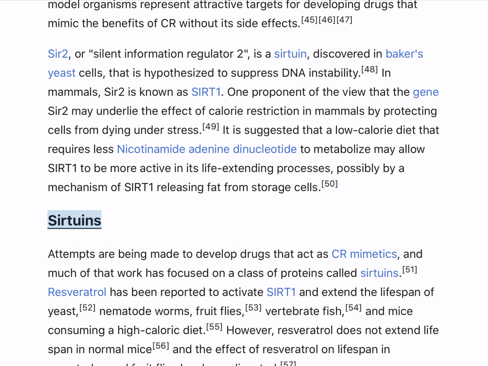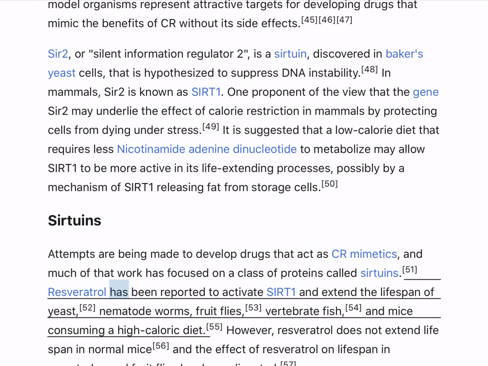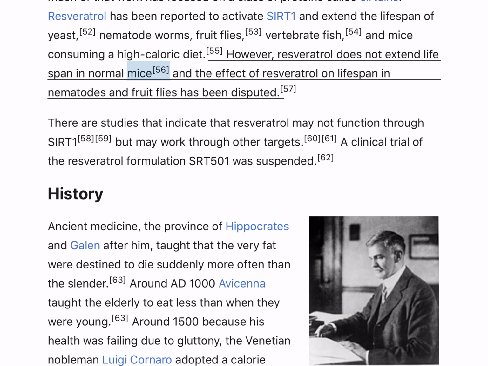Sirtuins. Attempts are being made to develop drugs that act as CR mimetics, and much of that work has focused on a class of proteins called sirtuins. Resveratrol has been reported to activate SIRT1 and extend the lifespan of yeast, nematode worms, fruit flies, vertebrate fish, and mice consuming a high-caloric diet. However, resveratrol does not extend lifespan in normal mice.